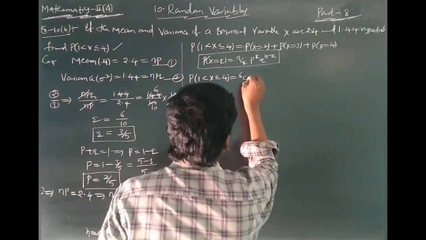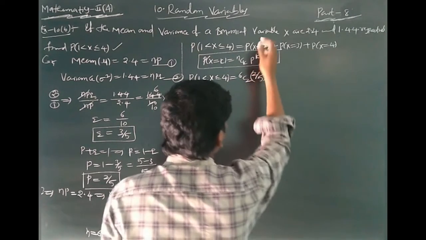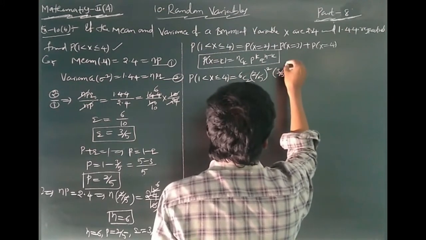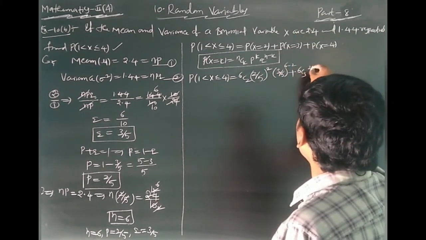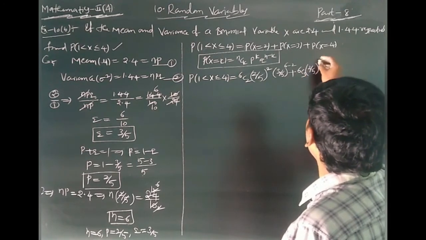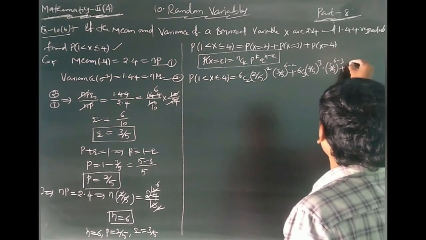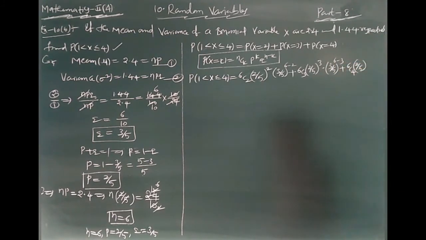6C2, where k value is 2, p value is 2 by 5, all power k; 3 by 5 all power n minus k, that is 6 minus 2, plus the second term 6C3 (2 by 5) all power k, which is 3, (3 by 5) all power 6 minus 3, plus 6C4 (2 by 5) all power 4 into (3 by 5) all power 6 minus 4.